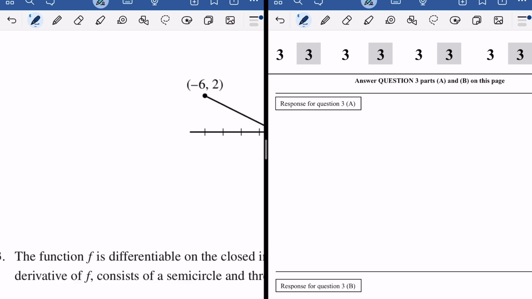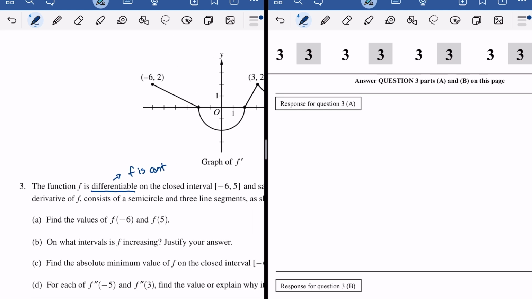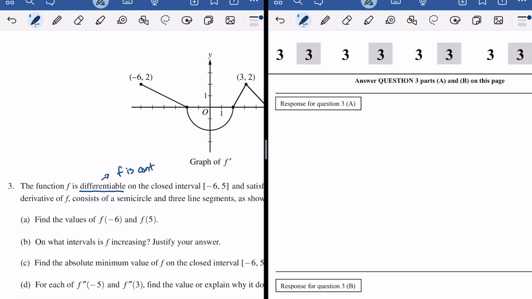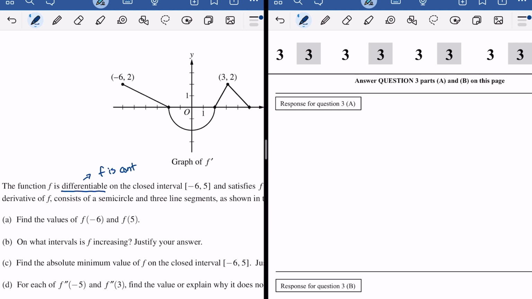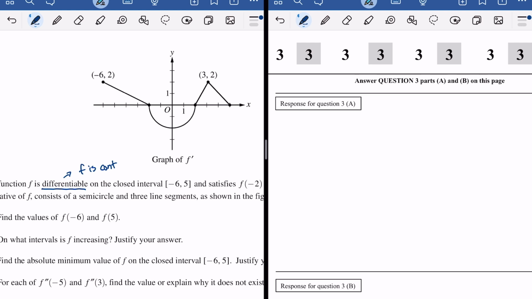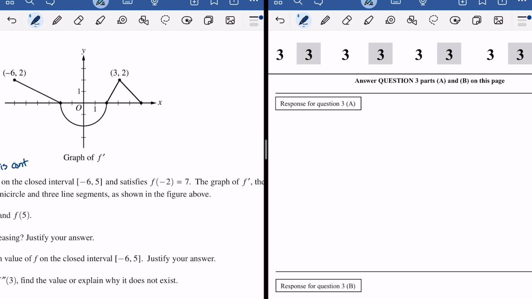The question says f is differentiable. So every time you see this word differentiable, you need to imply that f is also continuous. Differentiability implies continuity, and this can be very important because we can use that in later parts where they ask you to justify calculus theorems. And on this given interval, it also gives you one value, f of -2 equals 7. And it says the graph of f prime is given.